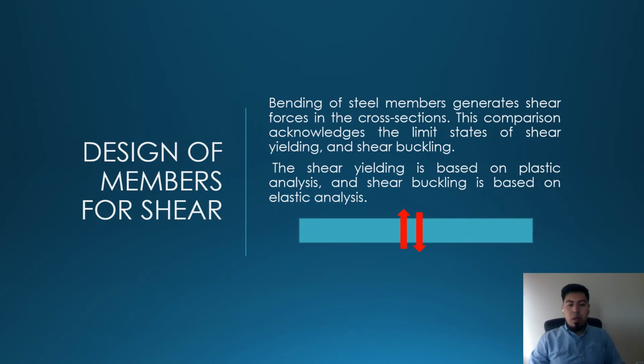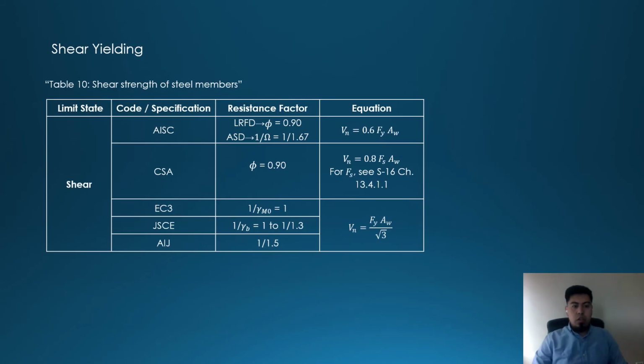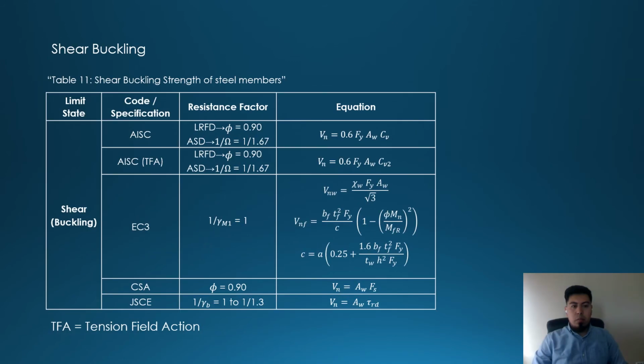Design members for shear. Bending of steel members generates shear forces in the cross-section. This comparison acknowledges the limit states of shear yielding and shear buckling. The shear yielding is based on the plastic analysis and shear buckling is based on the elastic analysis. Shear yielding. For plastic analysis, the shear is developed in webs under flexural moments exposed to shear forces. The plastic analysis for shear reduces to 58 to 80% of the yield strength. Shear buckling. For elastic analysis, shear is developed in webs susceptible to buckling under shear loading.